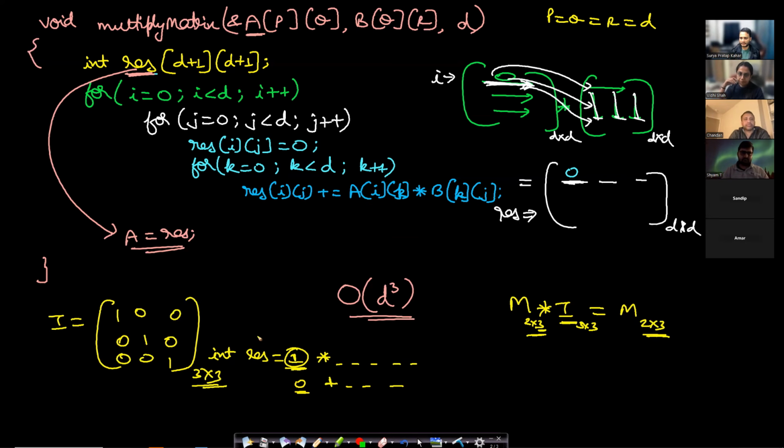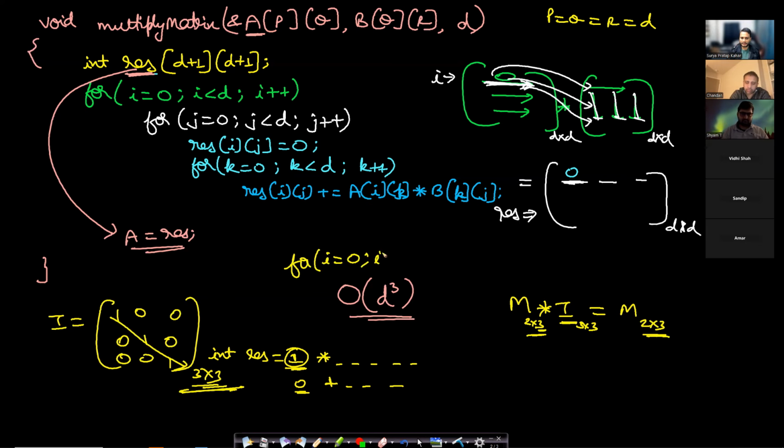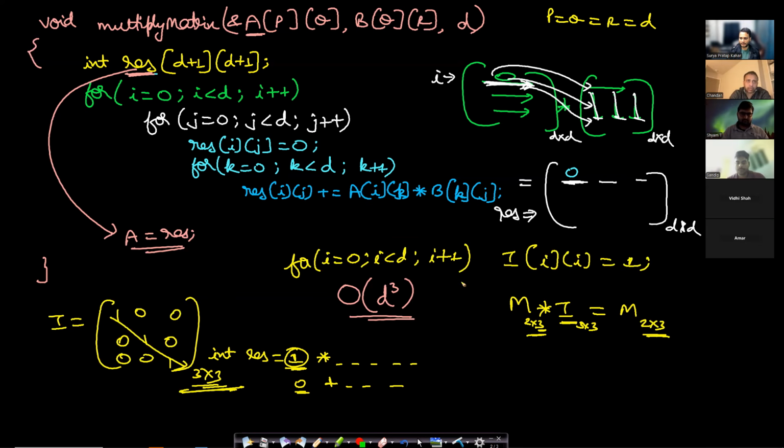So in order to construct an identity matrix, you can create a square matrix of size 3 by 3, or whatever the dimension is, and you just assign the diagonal with value 1 using one for loop. You can write for i equals 0 to i less than d, i plus plus, identity matrix at i, i equals 1, and preset all the other values to 0. So that's how you create the identity matrix.